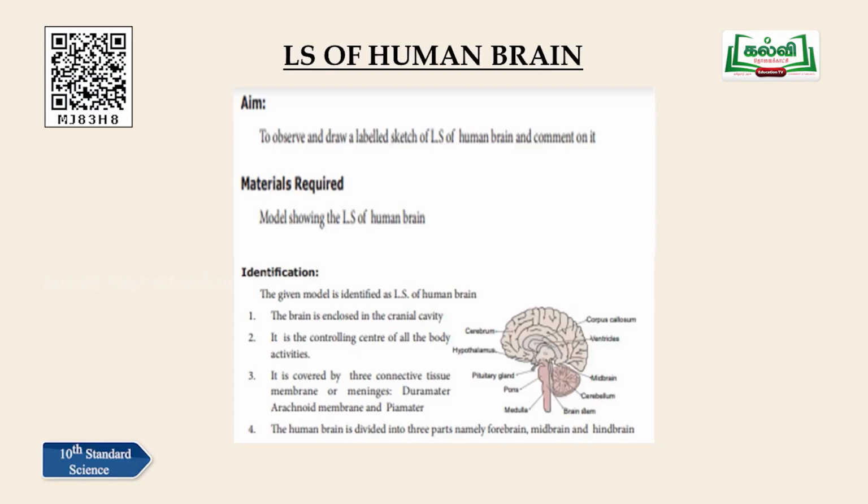Hope you understood. Yes. Now, let me just move to the second model, which is called LS of human brain. Just now I taught you, children. So, again write identification. The given model is identified as LS of human brain. The description is very easy. There you wrote pericardium. Here I told you meninges. You remember? So, brain is covered by an outer covering called meninges.